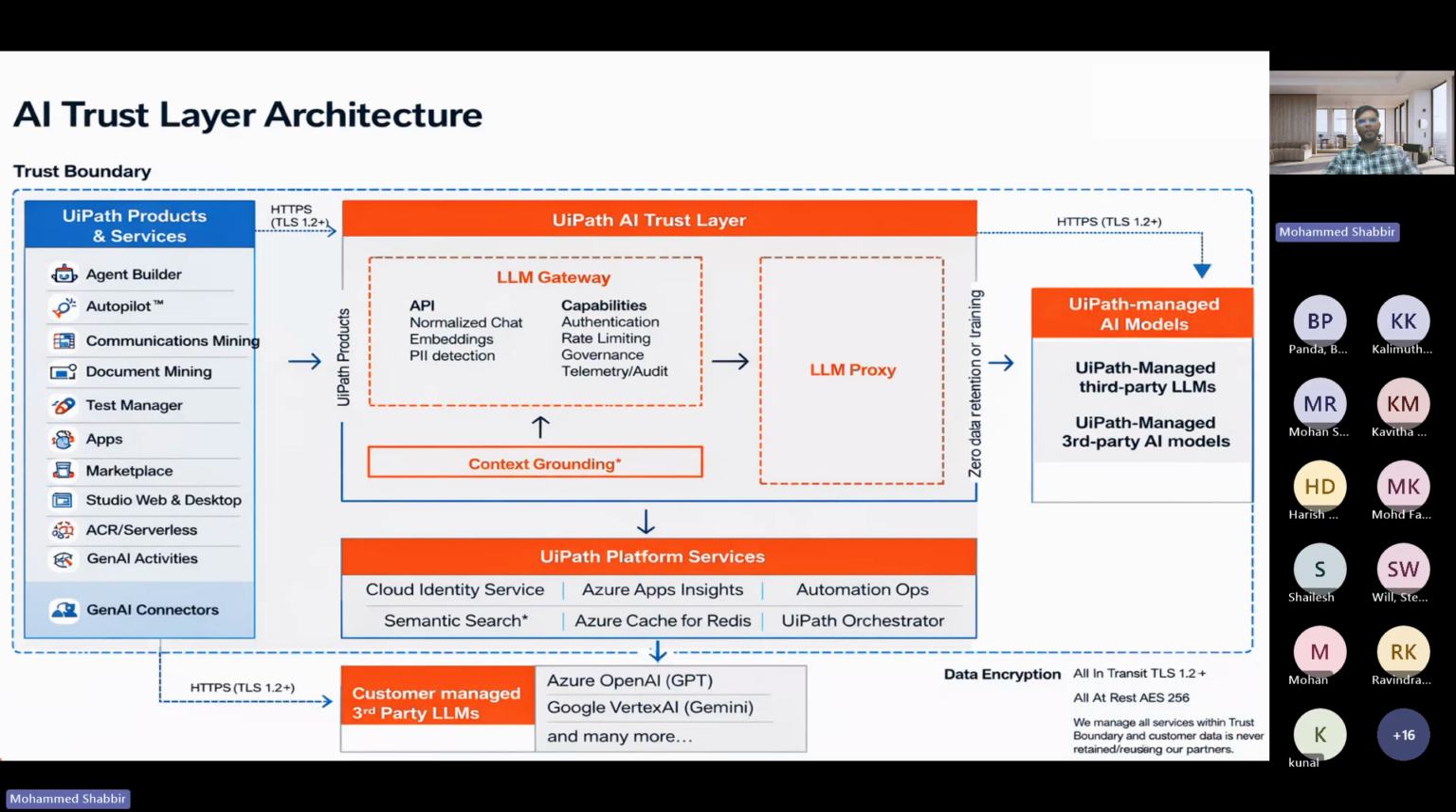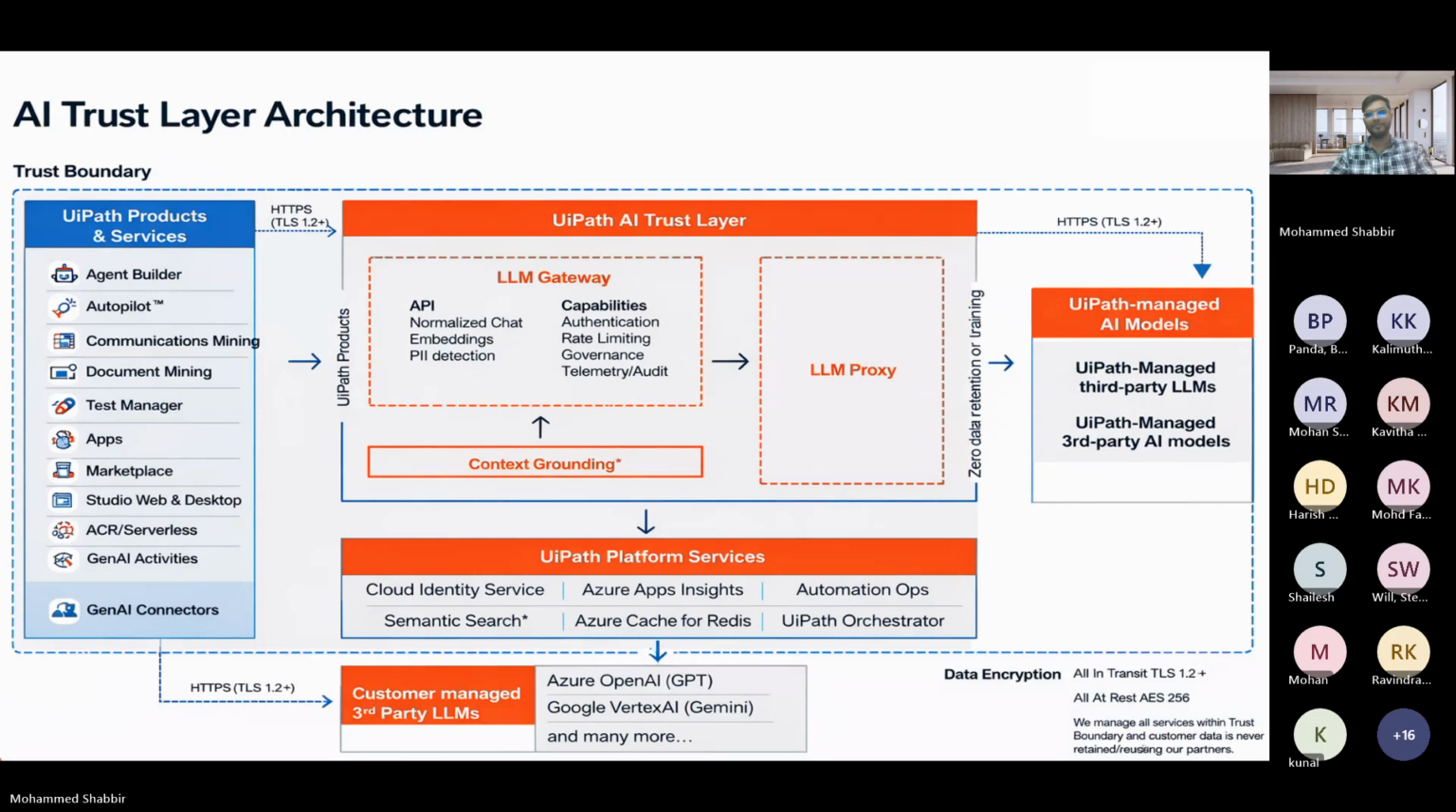Now speaking about it in general, if you don't want to use UiPath managed models, or you don't want to use the UiPath things, then UiPath gives you an option to BYO. You can bring your own model, so you're flexible on that. You can bring your Azure API, you can bring your Vertex, whatever it is.